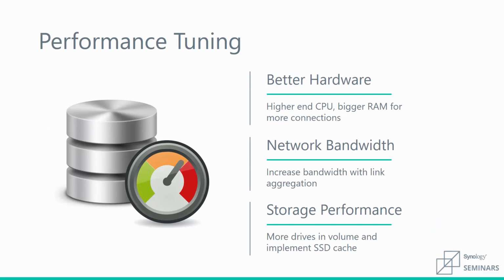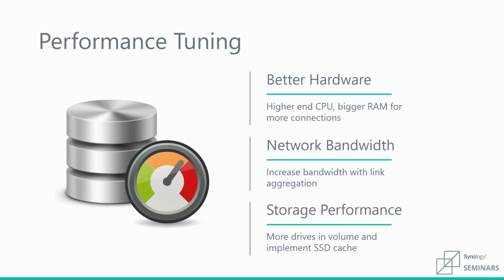So when implementing a Synology NAS into a large organization, there are going to be a couple different performance tuning options available that you can use in order to get the most performance out of your unit as possible. As many of us already know, better hardware will always be an option. You can always go with a higher end CPU as well as increased RAM to allow for more connections and more overall performance. But what if you're not seeing too much of an issue with the hardware itself, but more with the network bandwidth?